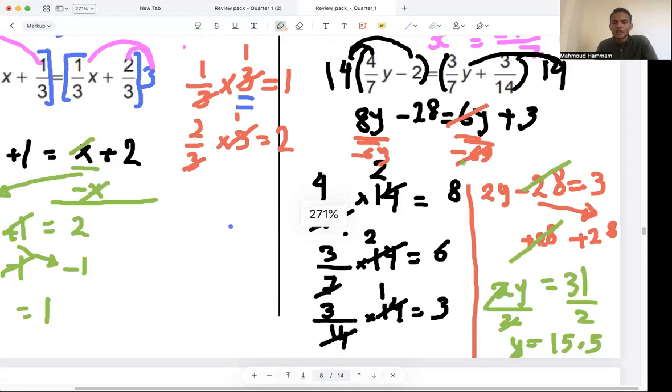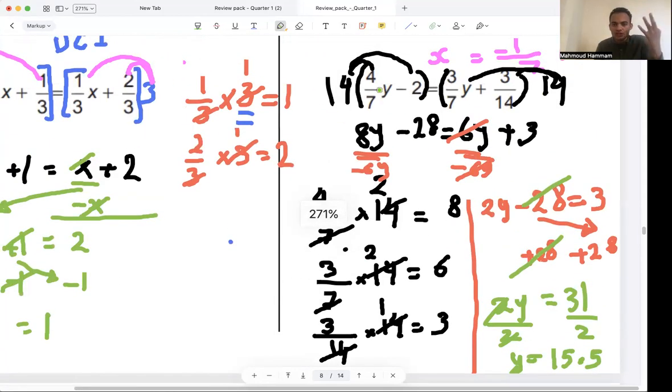Right. So again, what happened here in this question? I have 3 fractions, 4 over 7, 3 over 7, and 3 over 14. I want a number that when I multiply it by all these fractions, I get rid of all the denominators. What is the number that's divisible by 7 and also at the same time divisible by 14? This is my question.